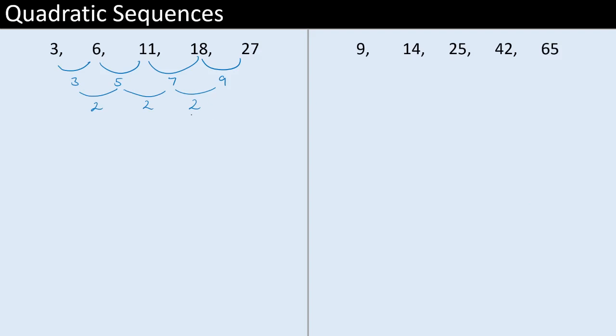Okay, and if I do that, this number here, if I take that number and divide it by 2, I will get my coefficient of n squared. Okay, coefficient is just a posh word for the number in front of.